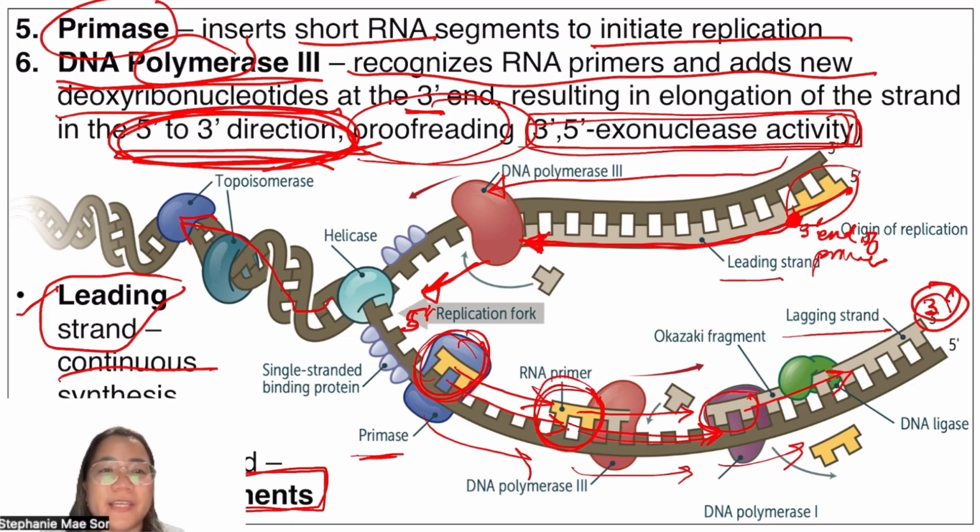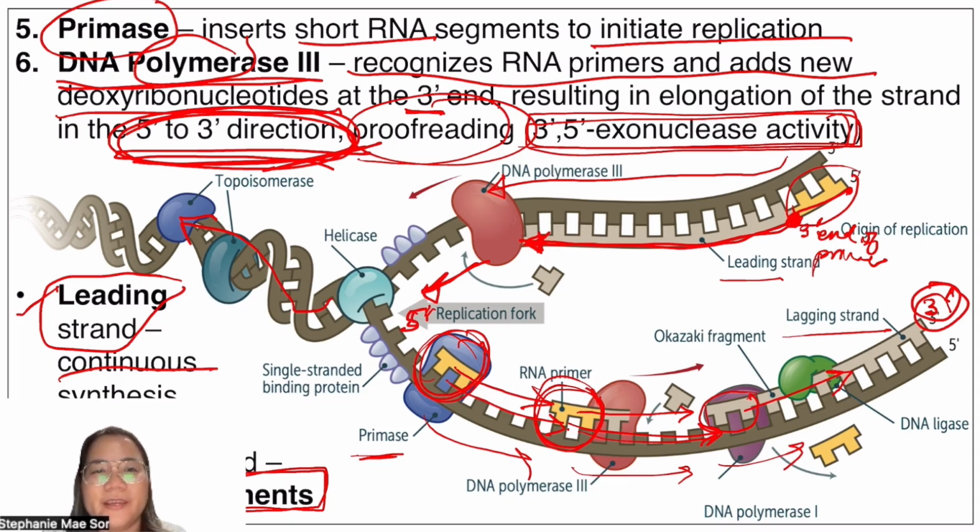So you have another DNA polymerase. You have naman your DNA polymerase 1. So DNA polymerase 1 is another polymerase. So yung kanina si DNA polymerase 3, nilagay ko ba na 3 siya? So let's edit lang this quickly. So DNA polymerase 3 is the one that recognizes the RNA primer and adds nucleotides and proofreads.